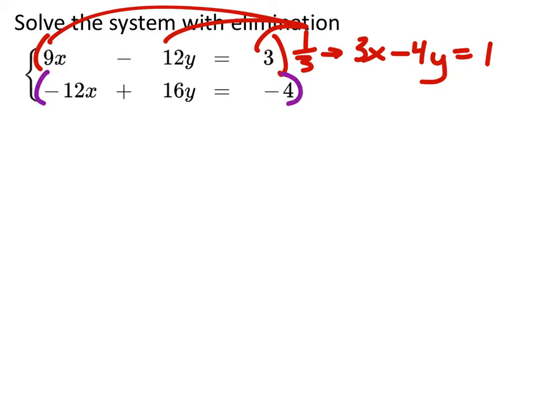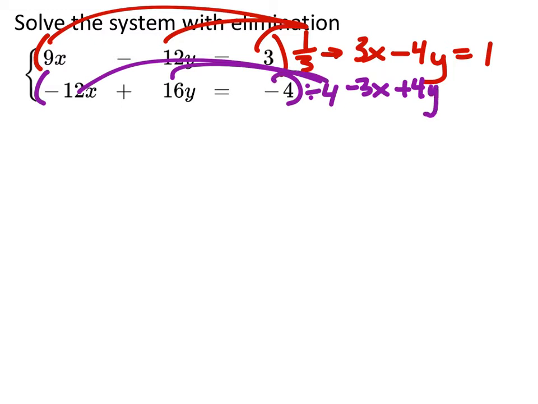All right, I mean, maybe that helped, maybe it didn't. But I can see this bottom equation as well. If I multiply it by 1/4, that may be a little bit more confusing. So let's say we divide it by 4, right? Then -12x divided by 4 is a -3x. 16y divided by 4 is a +4y. And -4 divided by 4 is -1. It didn't seem like it was going to be so simplified at first, but it turns out it did.